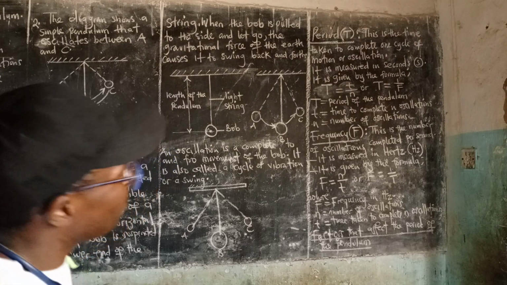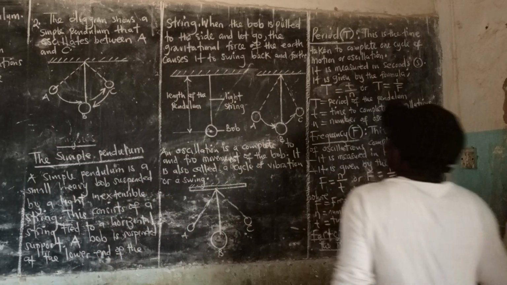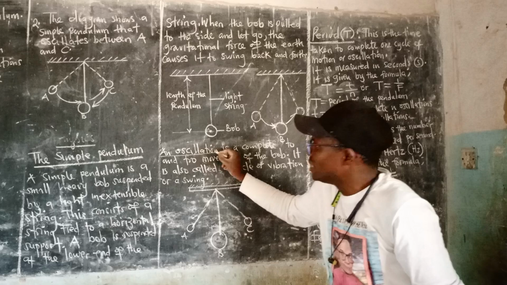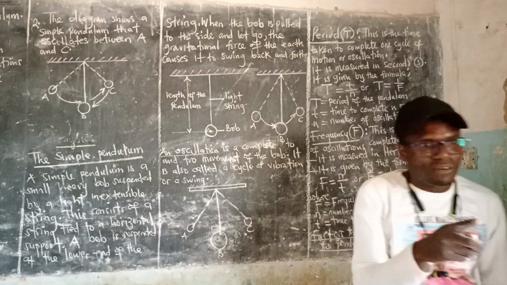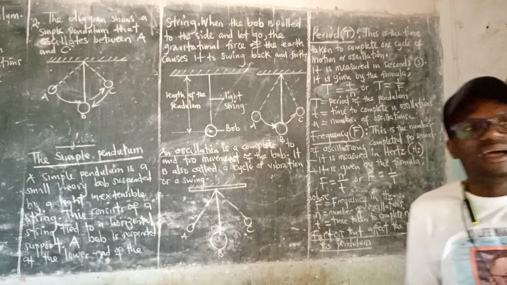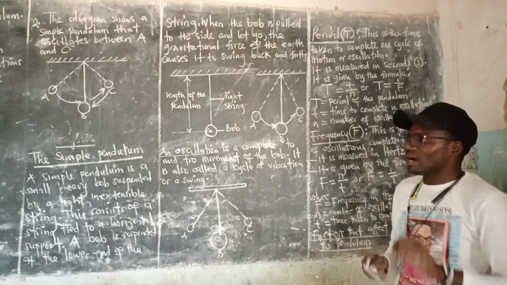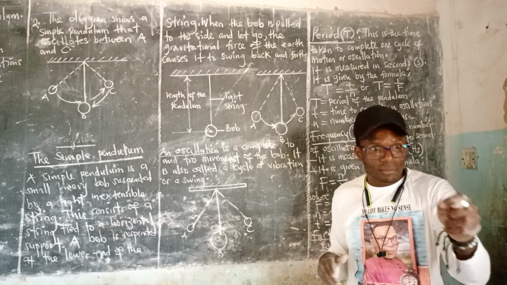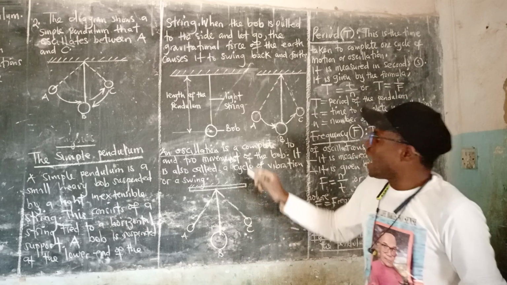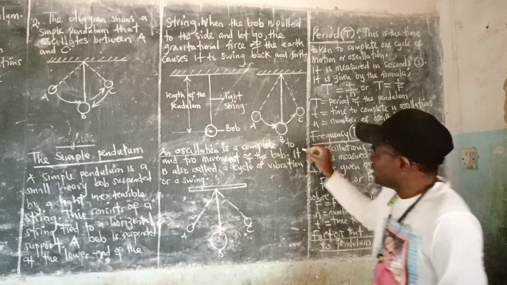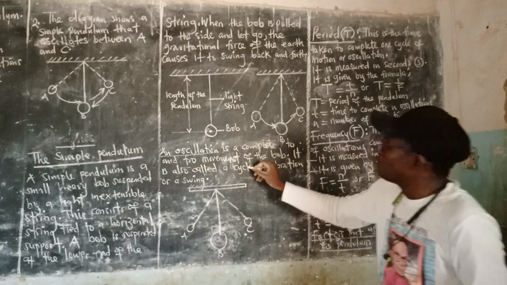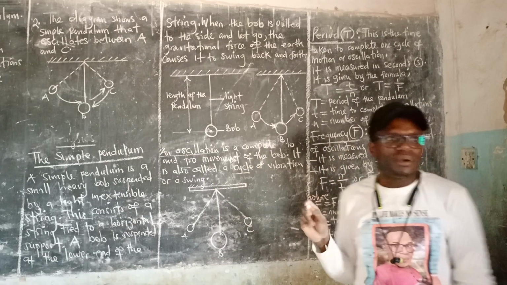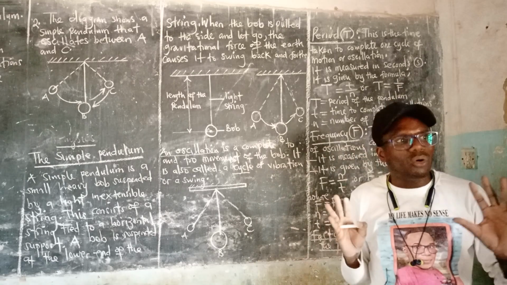Yes, very good. Now, a question could come up asking you to define an oscillation, or what is an oscillation. An oscillation is a complete to and fro movement of the bulb. It is also called a cycle or vibration. The to and fro, just like that.